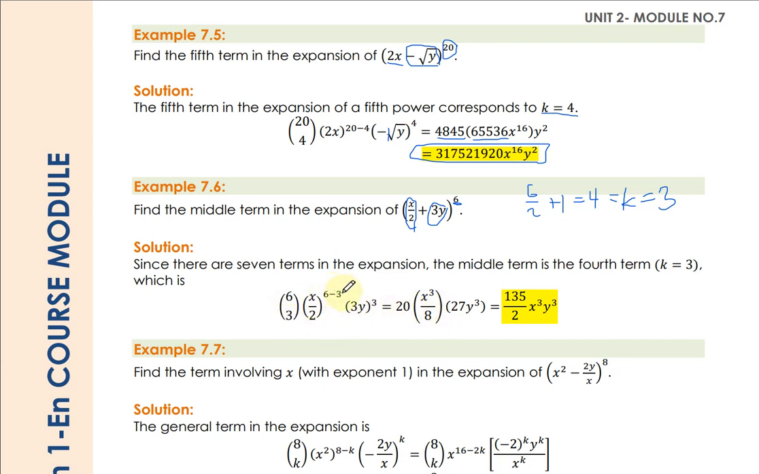Then 6 minus 3 is 3. Then you are going to distribute the cube sign. So x cube over 2 to the power of cube is 8 multiplied by kani distribute po 3 cube ug y cube. So that is 27 y cube. Then multiply 27 by 20, then divided by 8. So the answer there is 135 divided by 2 times our x cube times y cube. So this will be our middle term.